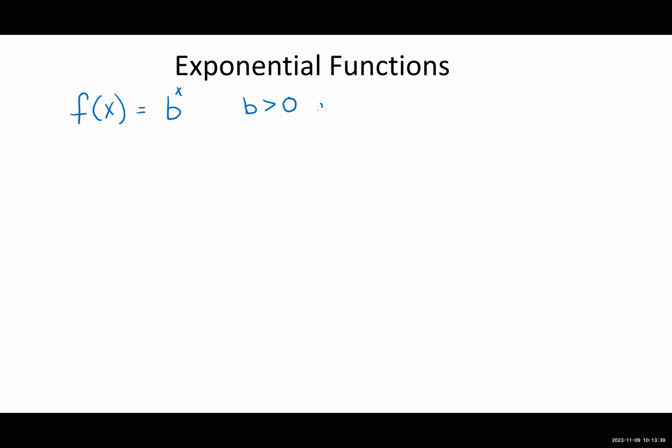And also, one other restriction, we're not going to use the number 1. We're not going to say 1 to the x. The reason why is, let's say we have y equals 1 to the x. Well, 1 to any power is 1, so that becomes just y equals 1, which is a horizontal line. So we're not going to use 1 as our base, but any other number.